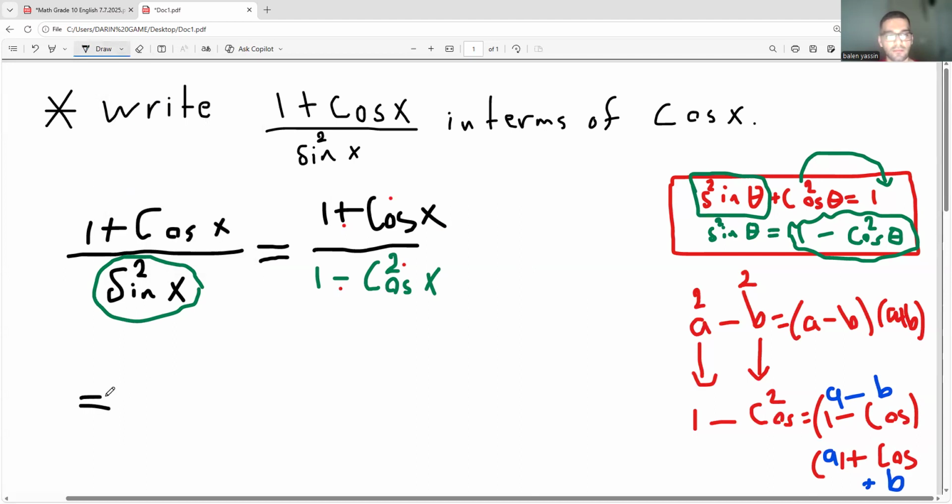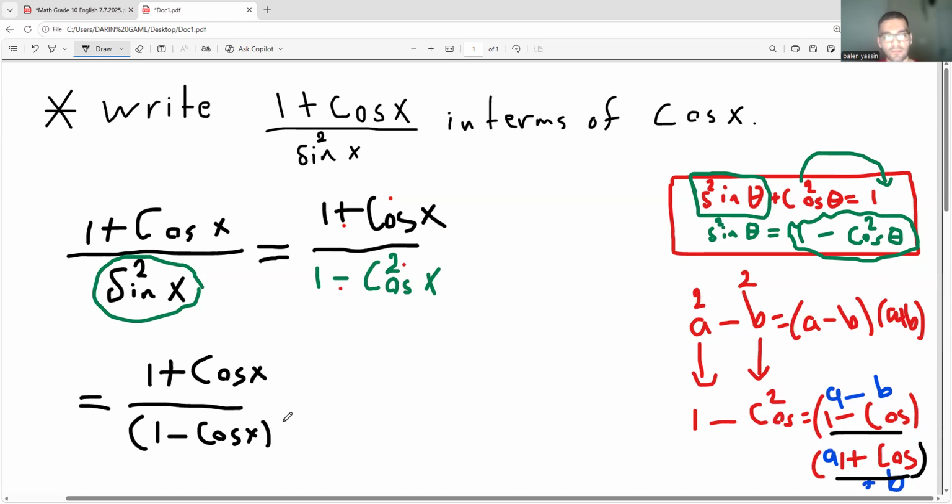So now I can say 1 plus cosine, the above part, it doesn't change. The lower part, it becomes what? 2 brackets. Remember, 1 minus cosine times 1 plus cosine. So it becomes 1 minus cosine of x, of course, times 1 plus cosine of x in a fraction like this. And of course, you can give this a bracket.